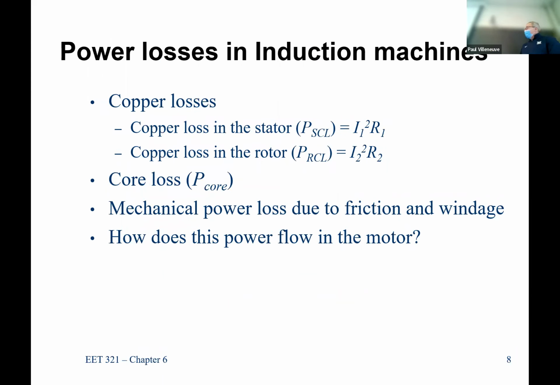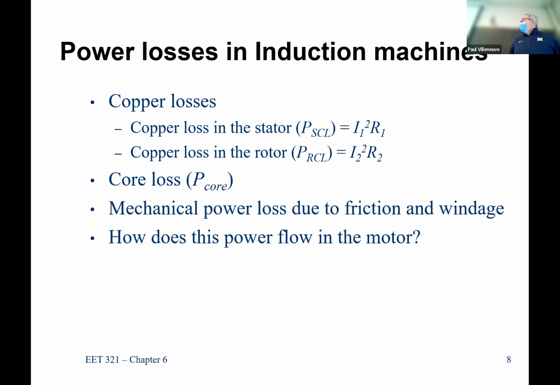So then we moved on to a new topic, which is that we've got losses, just like we did in the transformer. We have copper losses in the windings. The windings in our induction machine are stator and rotor. We have core losses, just like we did before, because of eddy currents. What's different now is that because we have rotation, we have friction and windage losses. This is the huge divergence between mechanical systems and transformers, because our transformer doesn't rotate.